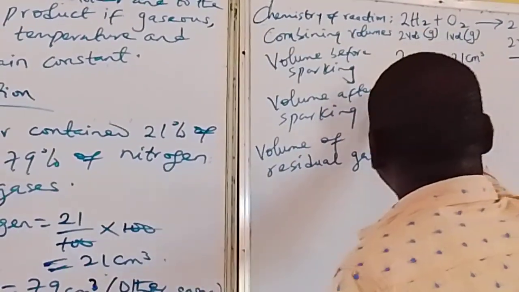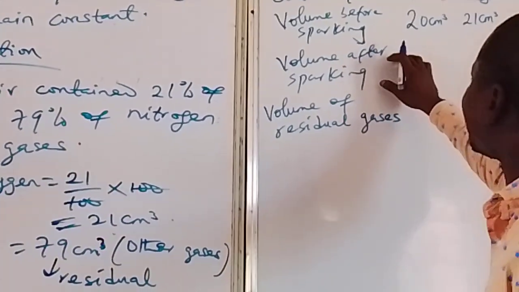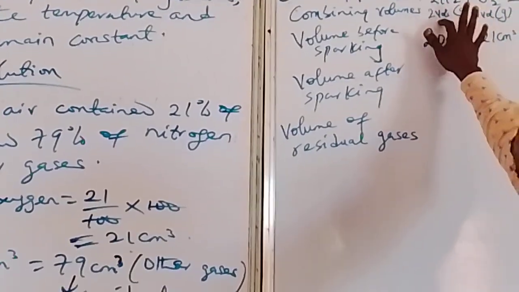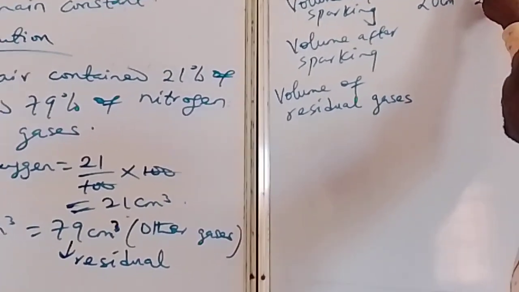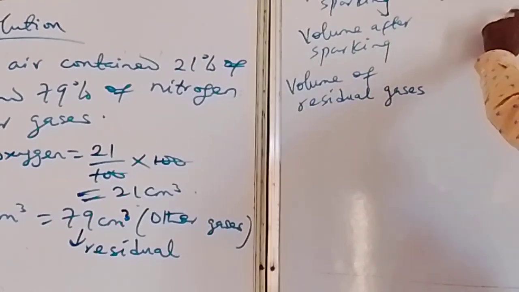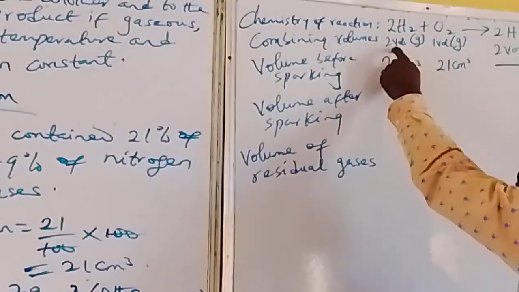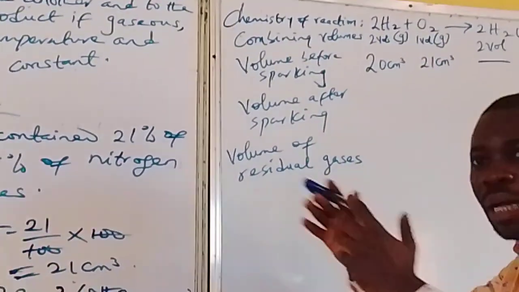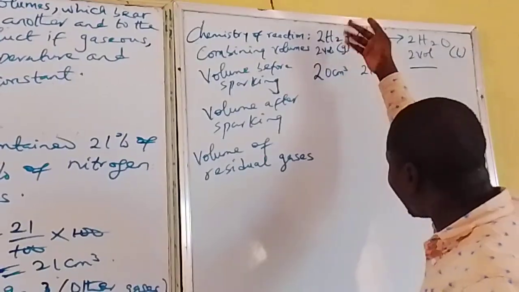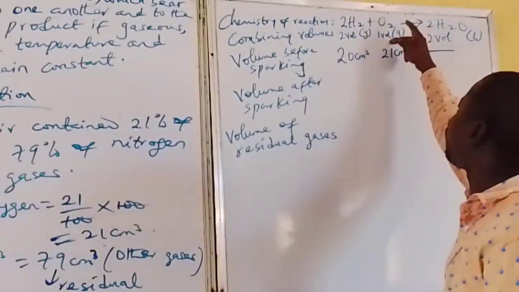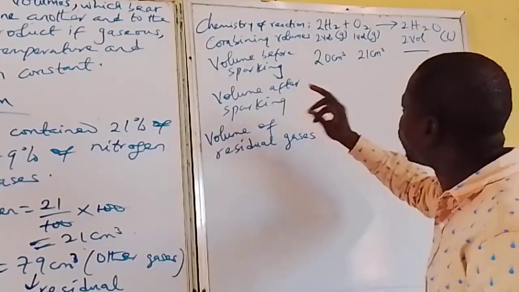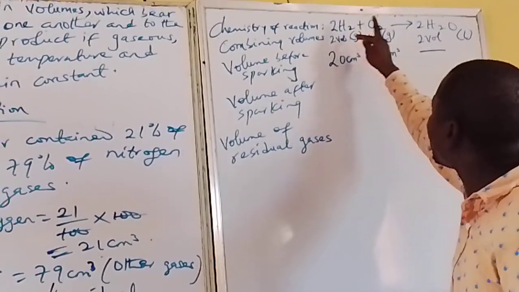Then the next stage is the volume after sparking. How do we get the volume after sparking? You look for the combining ratio, combining volumes: 2 volumes of this combining with 1 volume of this. That means whatever we get here, half of it is what will be on the oxygen part. When you put it in terms of ratio, it is 2:1 mathematically. So if I'm having 10 here, what will be here will be 5. If I'm having 20 here, what will be here will be 10. That's the illustration, because 2:1, 2 volumes here, 1 volume here.